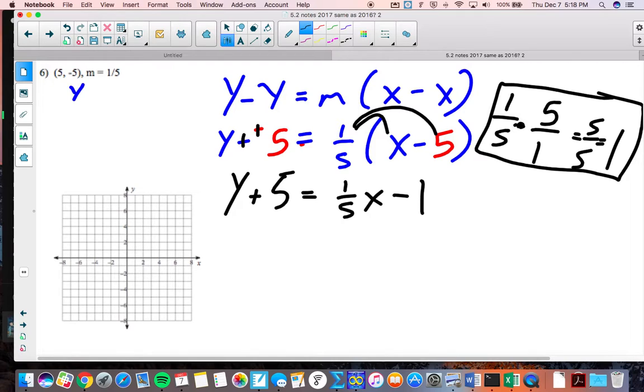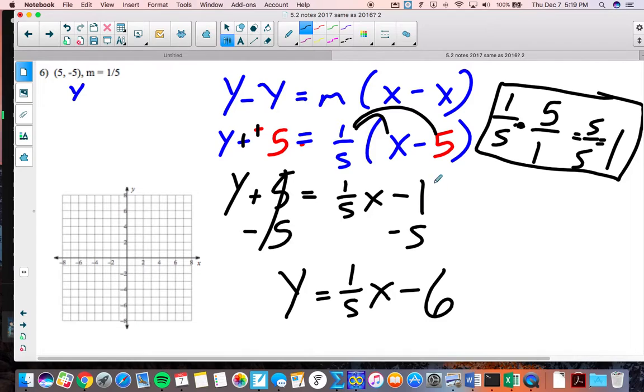I guess I'd rather lose a half a finger than a full finger. Anyway, so from here, we undo adding 5 by subtracting 5. So now we have y by itself, which means this is in slope-intercept form, so we get y equals 1/5 x minus 6. Use a calculator if you're not sure about this. If adding the opposite helps you, do that.